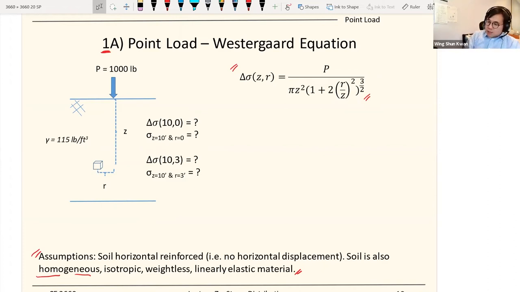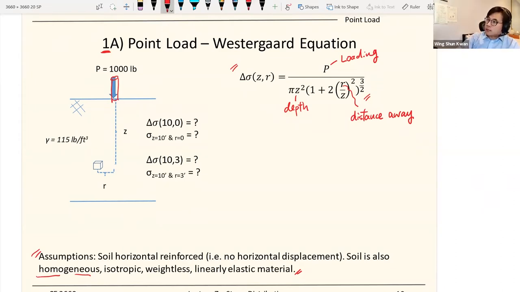So based on this design scenario, in this equation, P is the loading, Z is the depth, and R here is the distance away from the point load. We have an example on this picture. We have a point loading right there. We assume maybe a power post is 1,000 pounds.